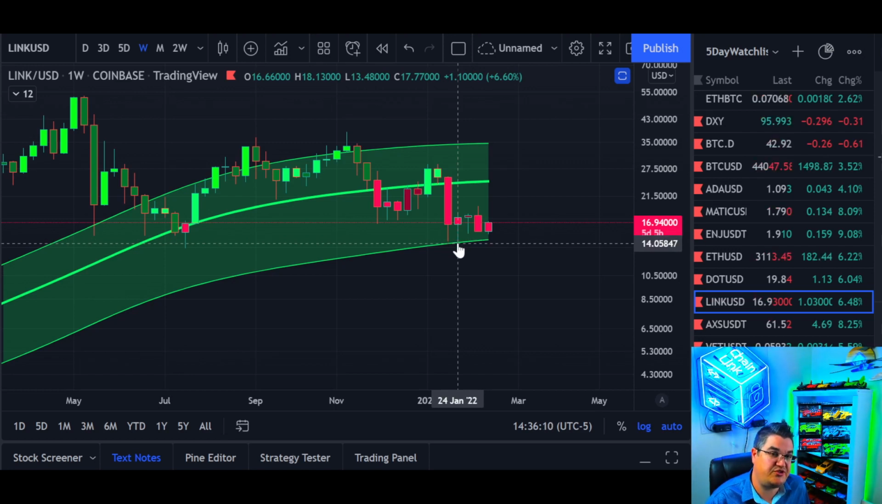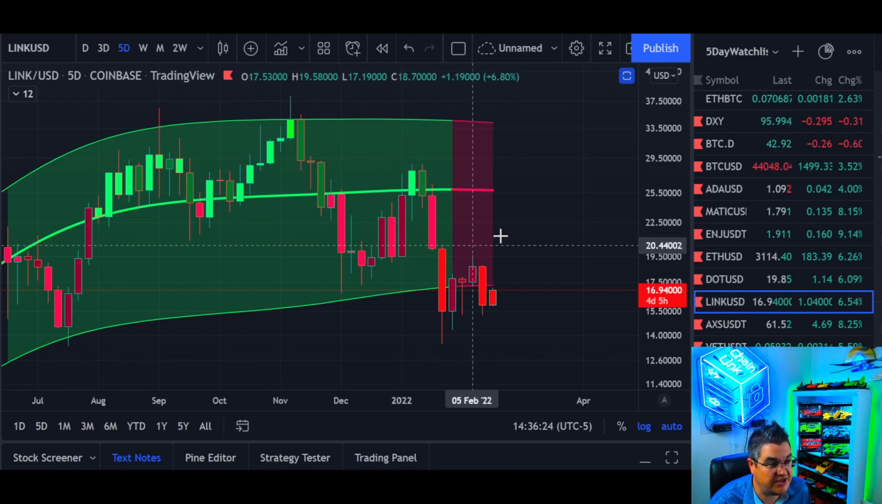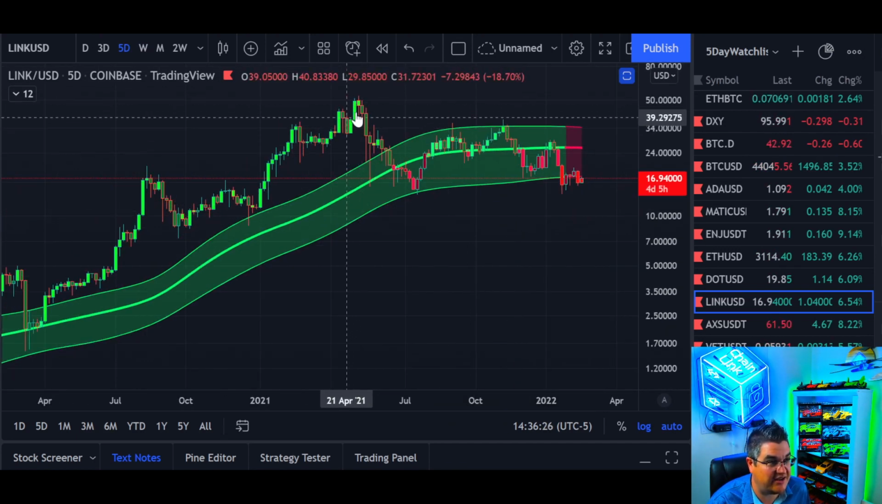Usually, if you had the choice to buy when it's making all-time highs or all-time lows, what would you rather buy at? Okay, so not financial advice, but usually buying at the bottom of the Gaussian channel, weekly, a 5-day, usually better than buying near the top.